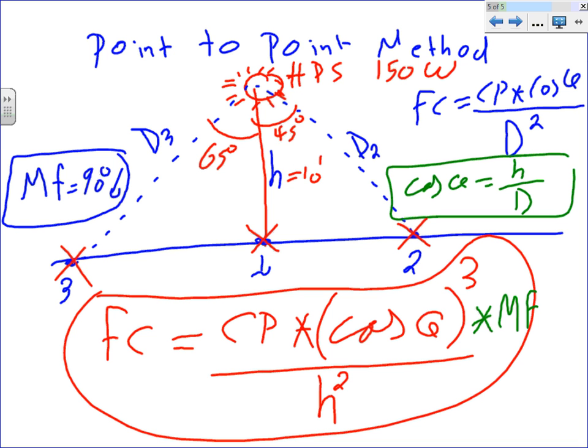Okay, let's go find the foot candle at point 1, 2, and 3. Very easy, guys. Everybody knows what we need to do. We need to find the foot candle at point 1, then at point 2, then at point 3.